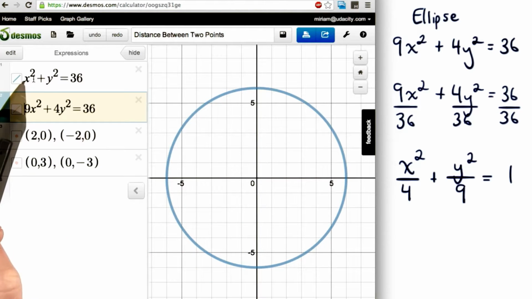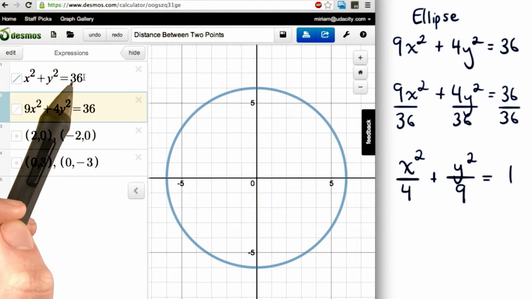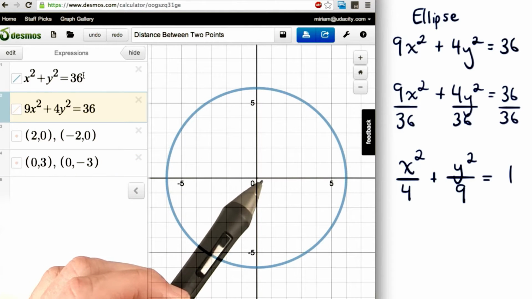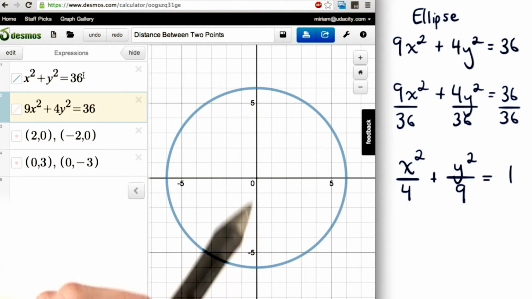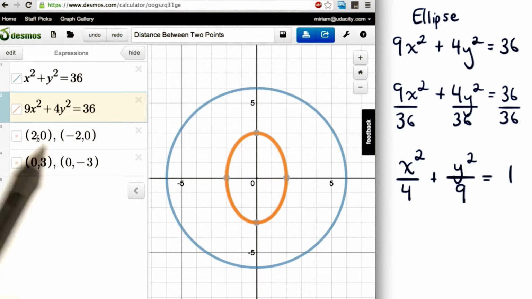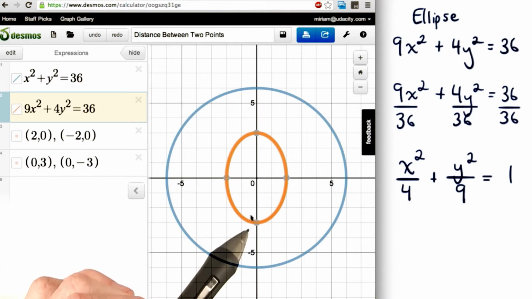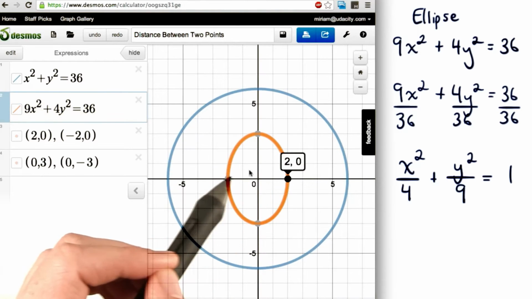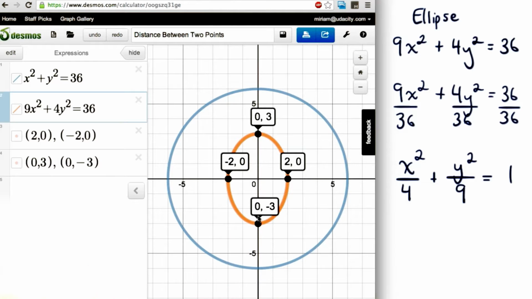So for our circle, we had equal amounts of x squared and y squared, and our radius was 6. So we started from the center and we moved 6 units left and right and up and down to graph that circle. Now for our ellipse, we're going to move 2 units left and right in the x direction and 3 units up and down in the y direction. These 2 points are the x-intercepts, and these 2 points are our y-intercepts.